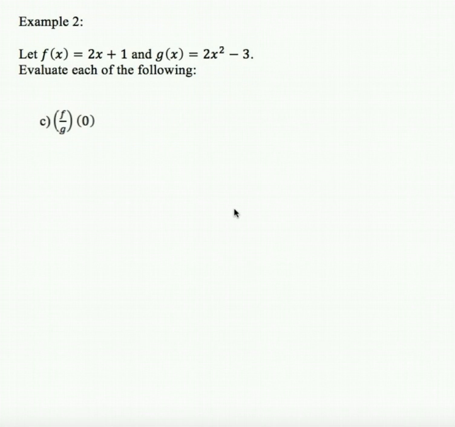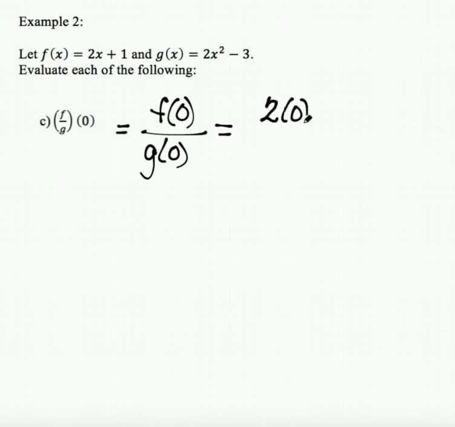Part C, f divided by g of 0. Okay, so we're going to do f of 0 divided by g of 0. So I'm going to plug 0 into my f function, so that's going to give me 2 times 0 plus 1. And in the denominator, I'm going to plug 0 into my g function. So 2 times 0 squared minus 3. And then I'm going to simplify the numerator and denominator.